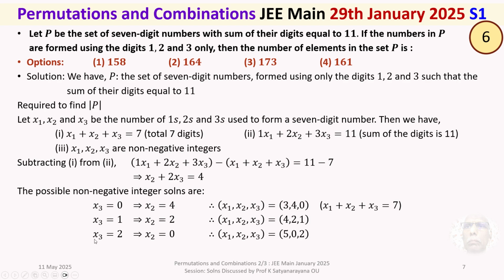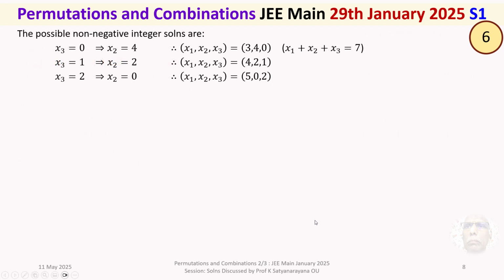Suppose someone says x3 is 3. If x3 is 3, 2 times 3 is 6, and x2 will be 4 minus 6, which is negative. We don't have negative integers, we have non-negative integers. Therefore, don't go further. These are all the possible non-negative integer solutions we have found. We continue in the next slide.